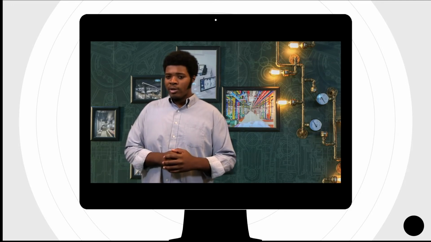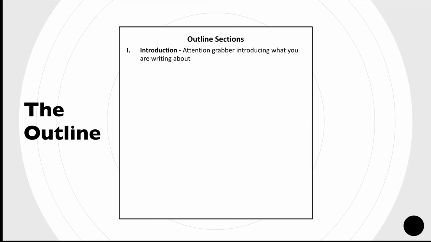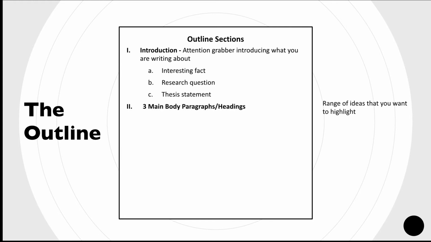Here's one way to format an outline. Start with your introduction, an attention grabber that introduces what you're writing about. Follow that up with an interesting fact, a research question, and a thesis statement. Then, develop the body of your work.